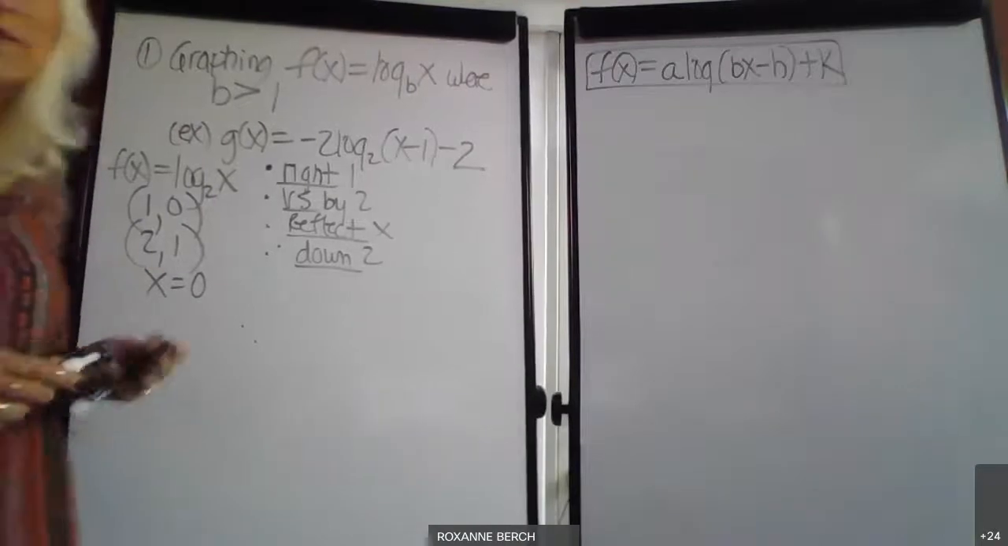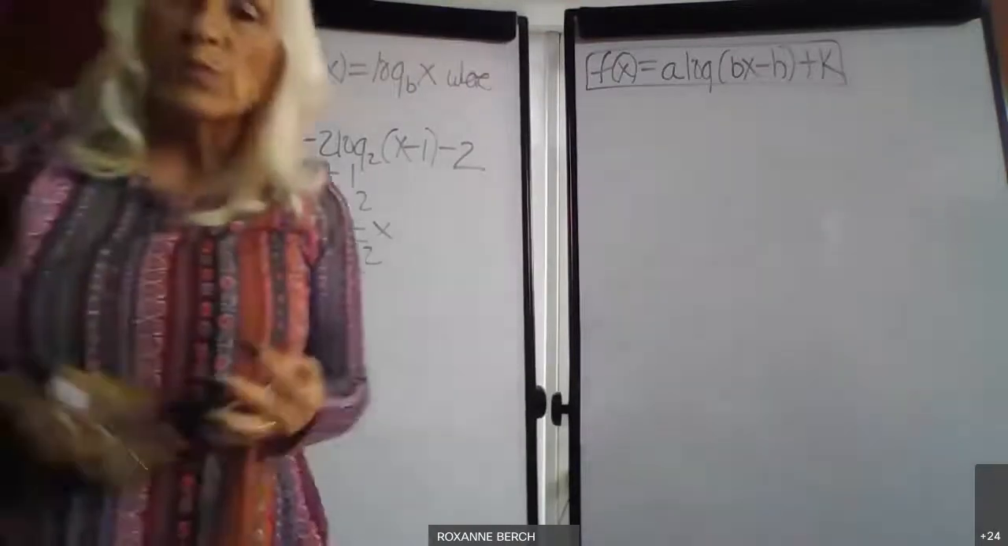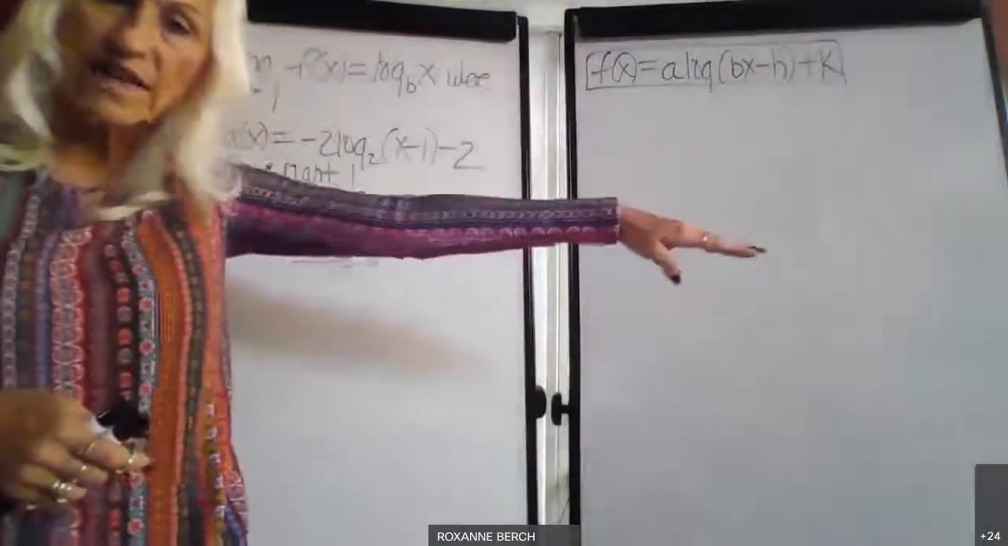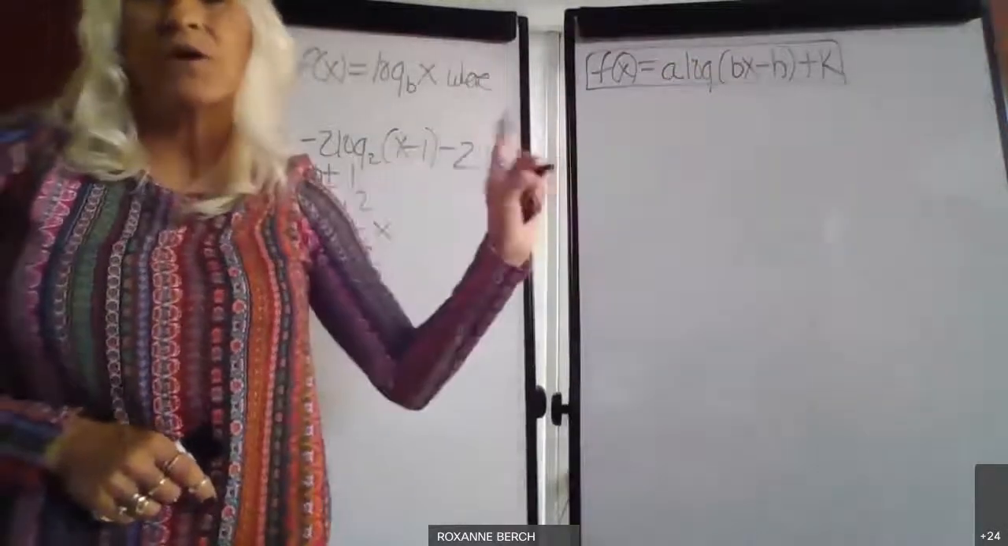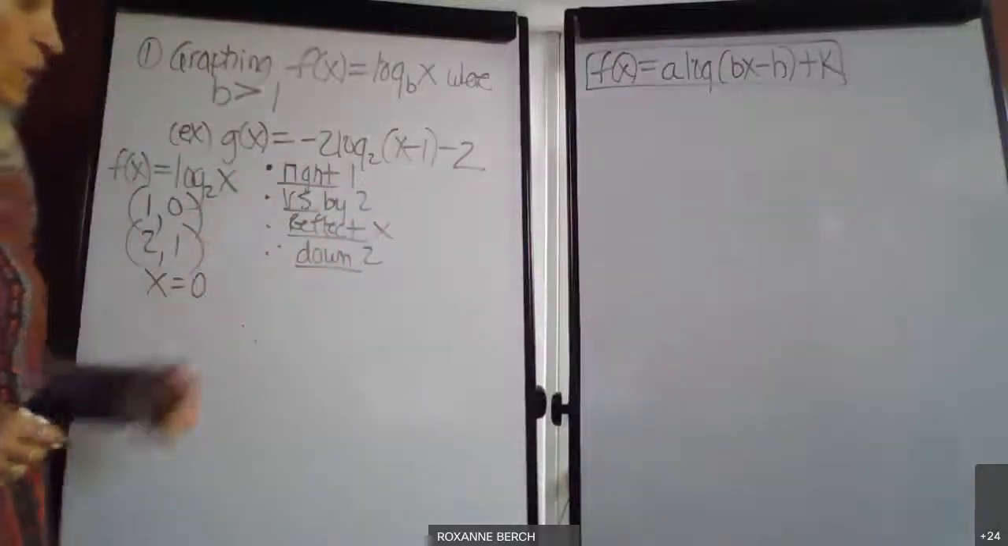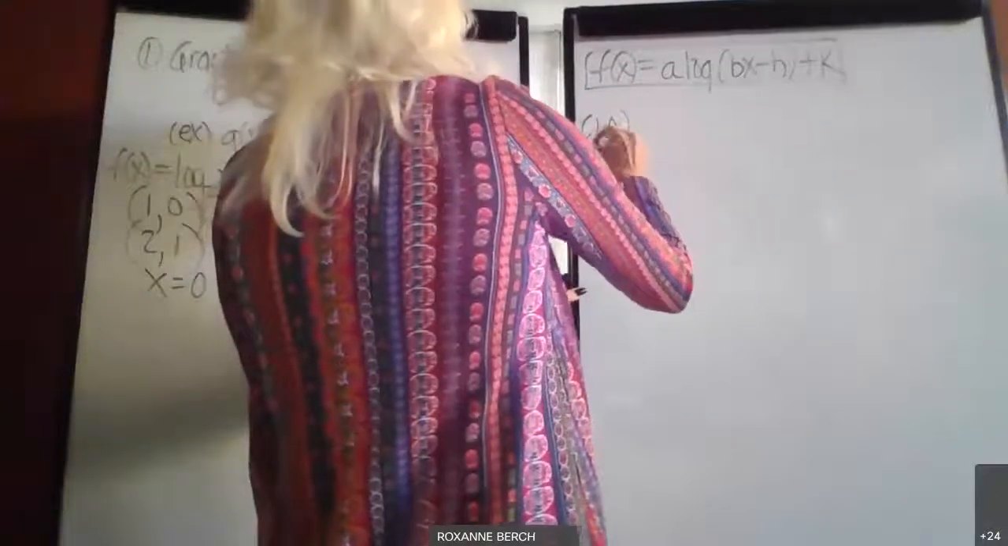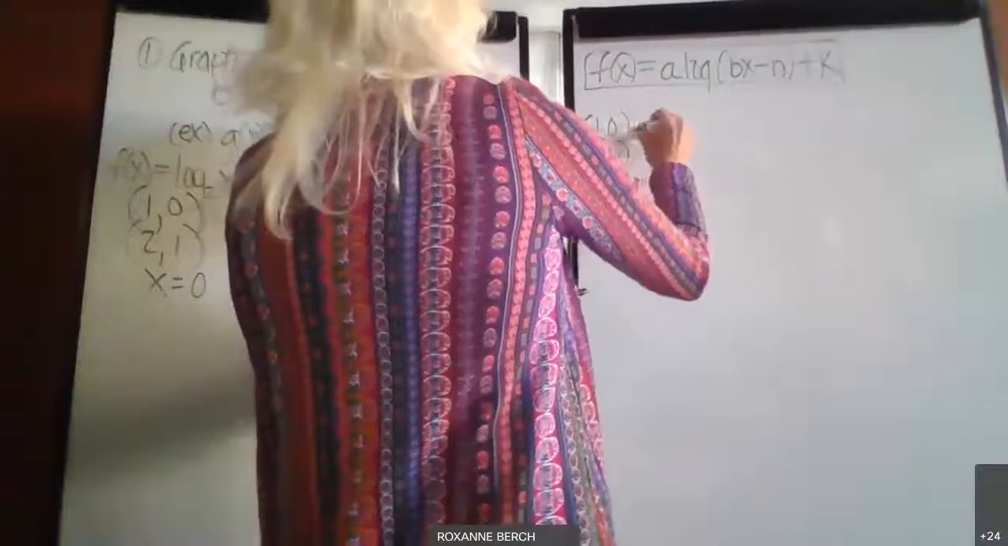Now, let me ask you something. When we looked at exponential growth and decay, we had a horizontal asymptote that was affected by k. Who do you think affects the vertical asymptote? h. Yeah. All right, so let's put the points over here: (1, 0), and right 2, up 1.